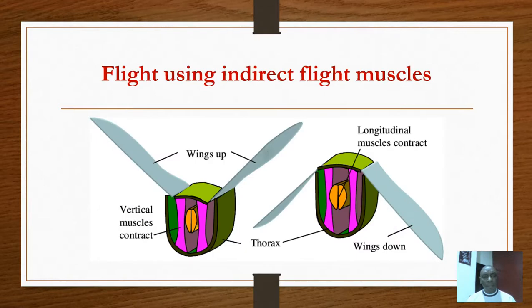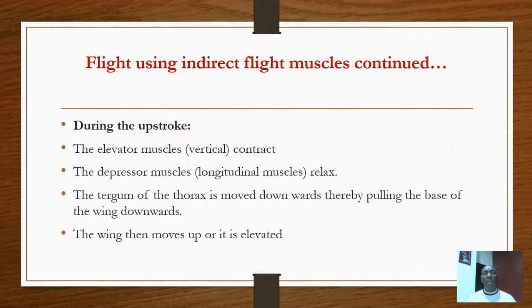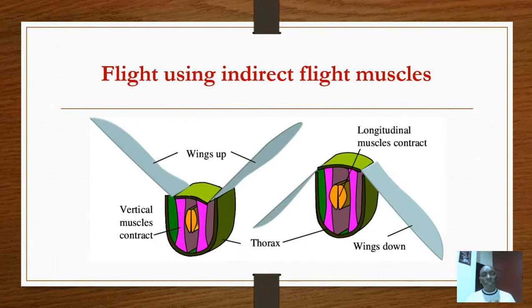This time, what happens? When the elevator muscles, the ones that appear in pink, contract, that means they shorten. When they contract and shorten, they pull the roof of the thorax downwards. When the roof of the thorax is moved down, then the base of the wing is also pulled down. When the base of the wing is pulled down, what happens to the wing? The base is pulled down and the wing moves up or is elevated. Therefore, during upstroke, the elevator muscles contract, the depressor muscles relax, the roof of the thorax or the tegum is pulled down, the base of the wing is pulled down, and the wings are moved up.